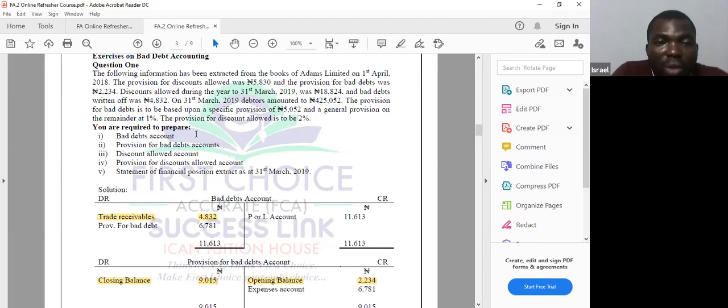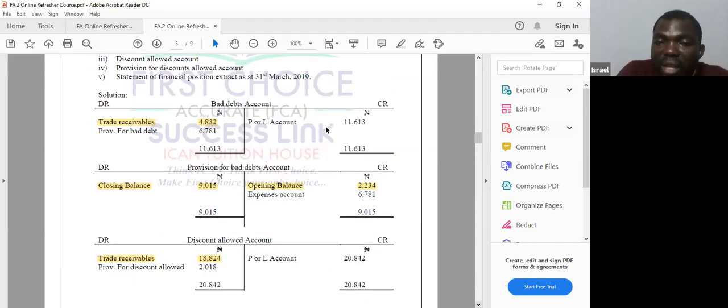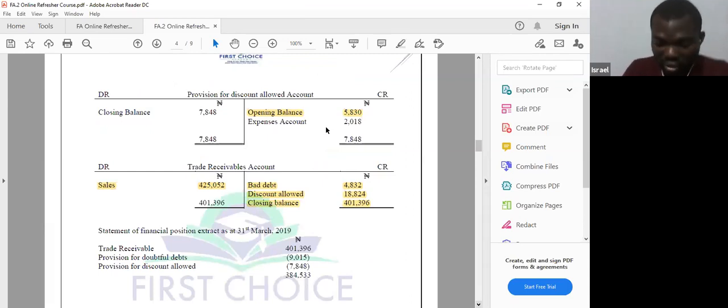Okay, let's continue. So the provision for discount allowed is to be 2%. Now, if you want to calculate the provision for discount allowed, we need to remove the provision for bad debt from the trade receivables. So what are the trade receivables there? It's 401,396. That is trade receivables minus 9,015. That will give us 392,381.